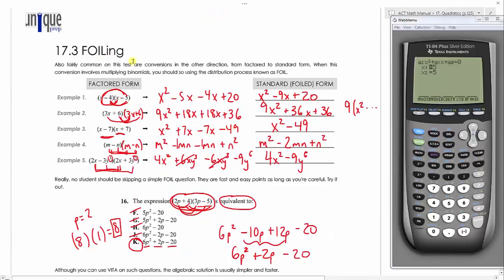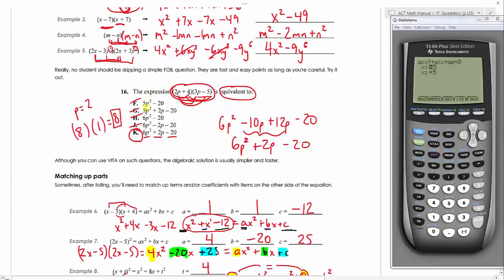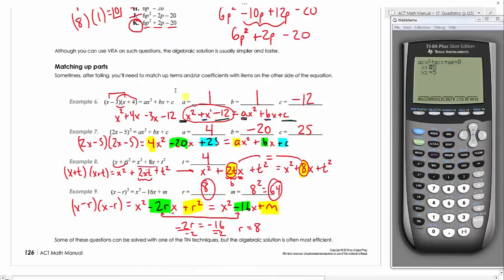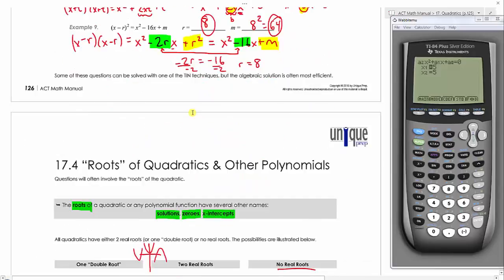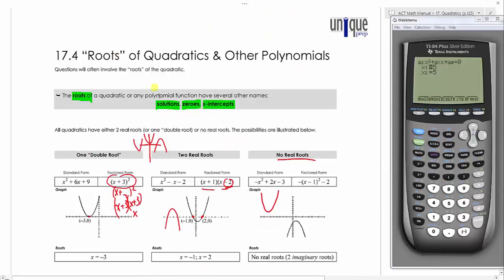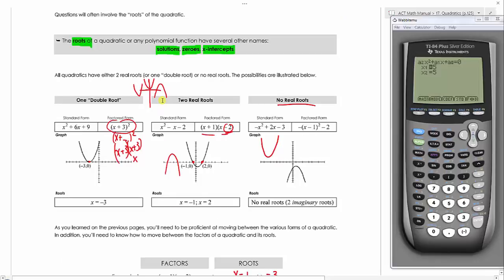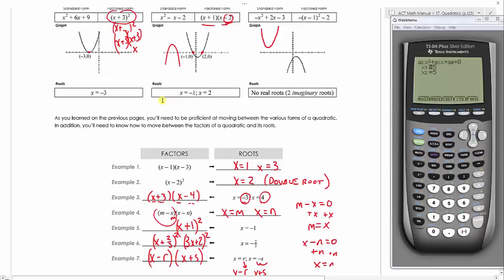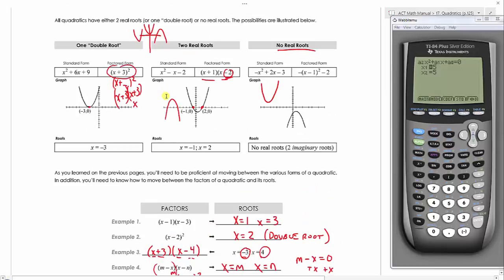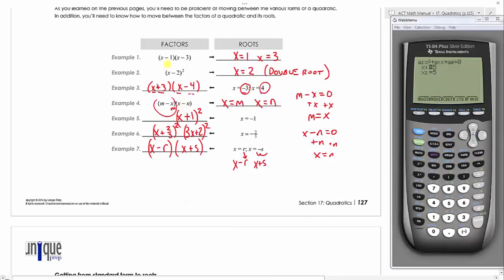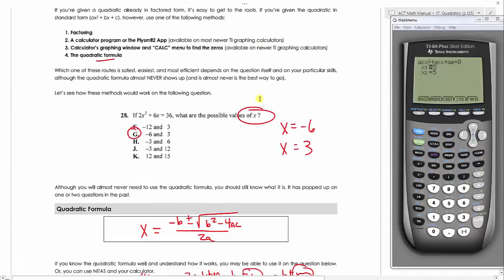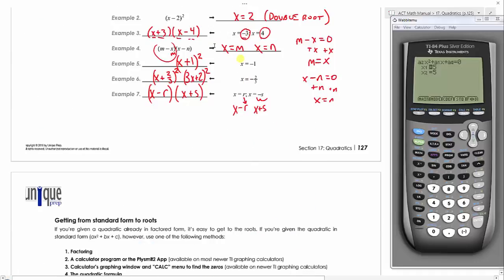We do that through a process called foiling. We need to make sure that when we foil, we don't make careless mistakes. That often will involve making sure that you're being very careful with your negatives. Negatives can be a little bit tricky on foiling questions. We talked about matchup questions. These questions can actually be kind of fun if you get good at them. We talked about finding roots or zeros or solutions or x-intercepts to a quadratic. We talked about what it means to have one double root, two real roots, no real roots. We talked about moving between factors and roots. We have to be proficient in going in both directions.